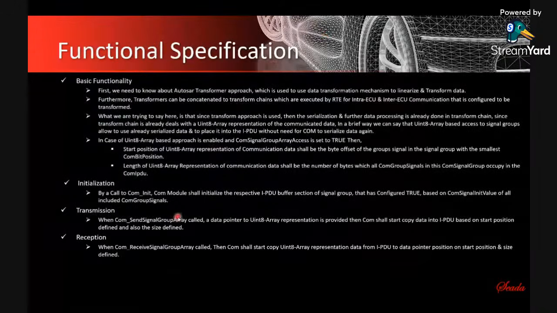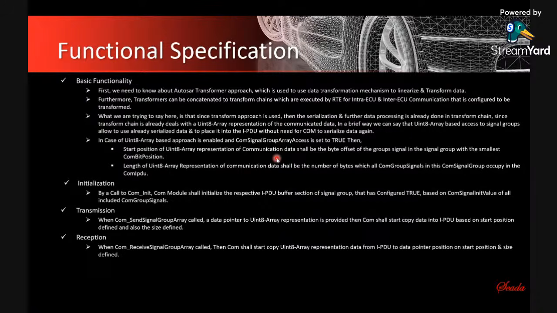Great. In the initialization, it's initialized, of course, by Com_Init, which also uses the ComSignalInitValue for all of the included group signals. Whenever you transmit, you call Com_SendSignalGroupArray through the RTE, and then you iterate the array by a data pointer that represents your data and put it into the IPDU directly. When you do the reception, you do the opposite: Com_ReceiveSignalGroupArray from the RTE, you get everything, and the application can access it.